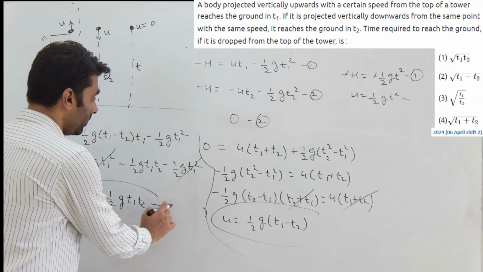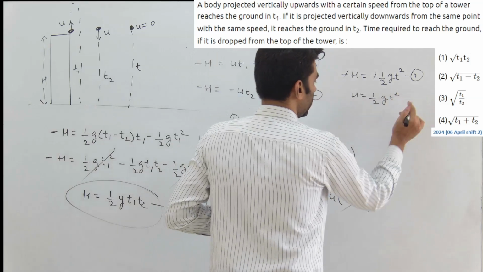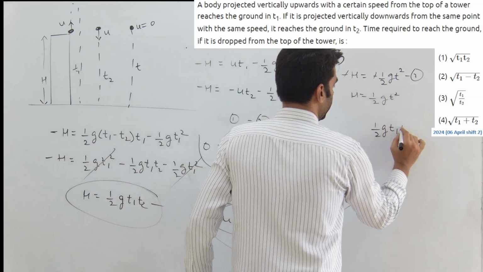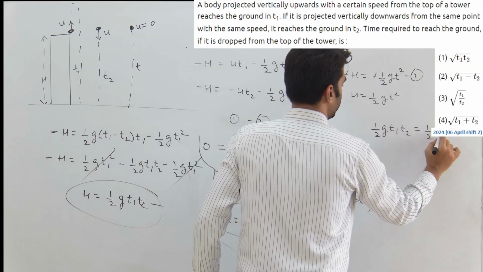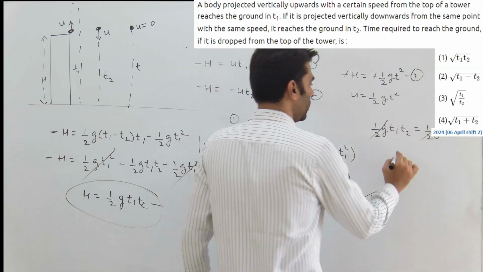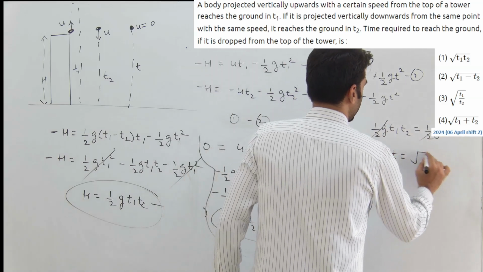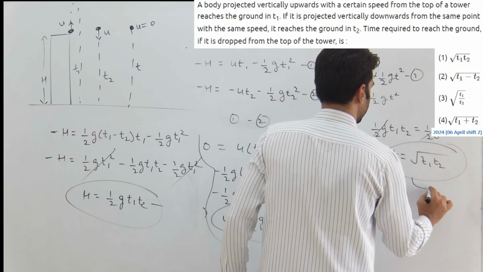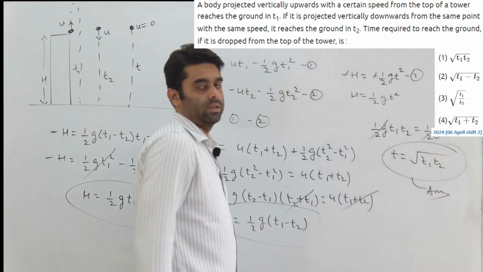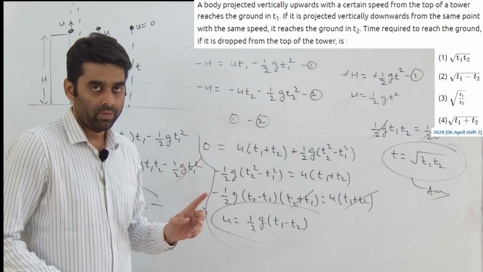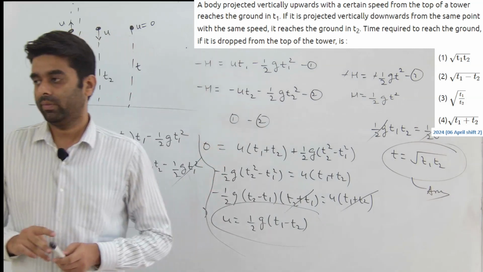So I'll put this into our third equation. So what can I write? 1 by 2 g t1 t2 is equal to 1 by 2 g t square. Half g cancels out. That means t value is root over t1 t2. This is our answer, right? I hope the procedure is okay, right? Let's move to the next question.